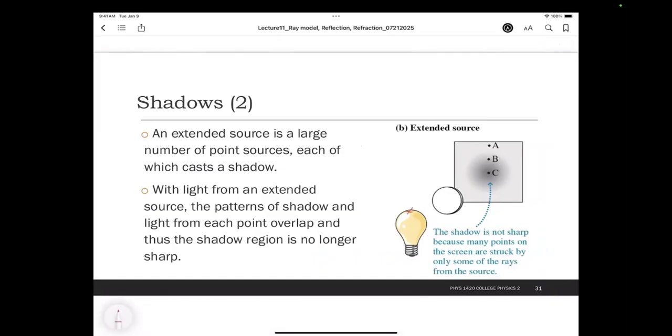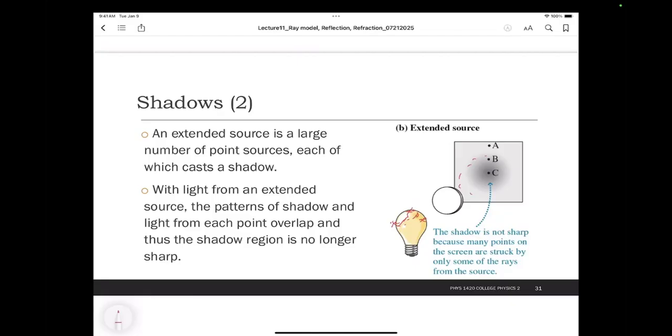Here are the point sources. It's a large number of point sources, each of which casts a shadow. With light from an extended source, the pattern of the shadow and the light from each point overlap. You can see the shadow and light will overlap, and thus the shadow region is no longer sharp.